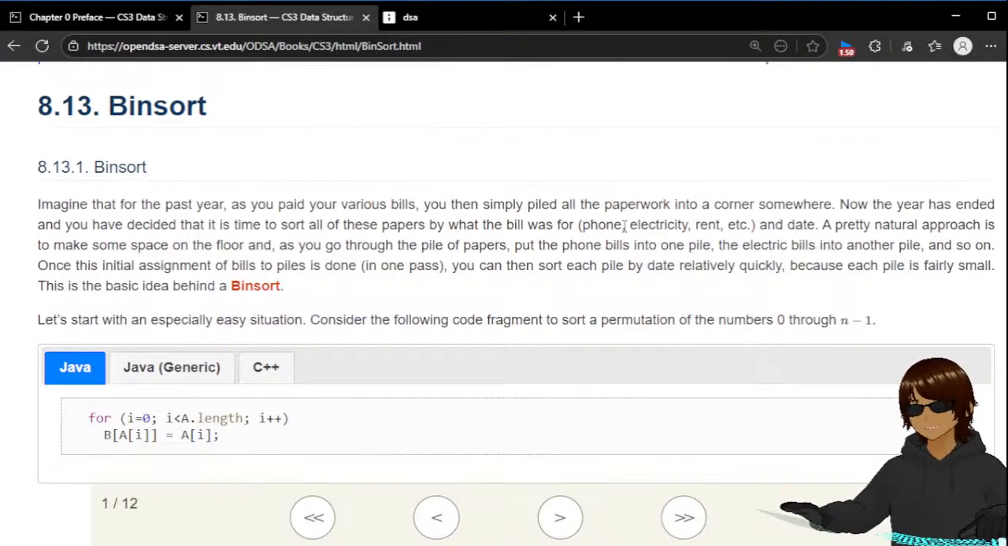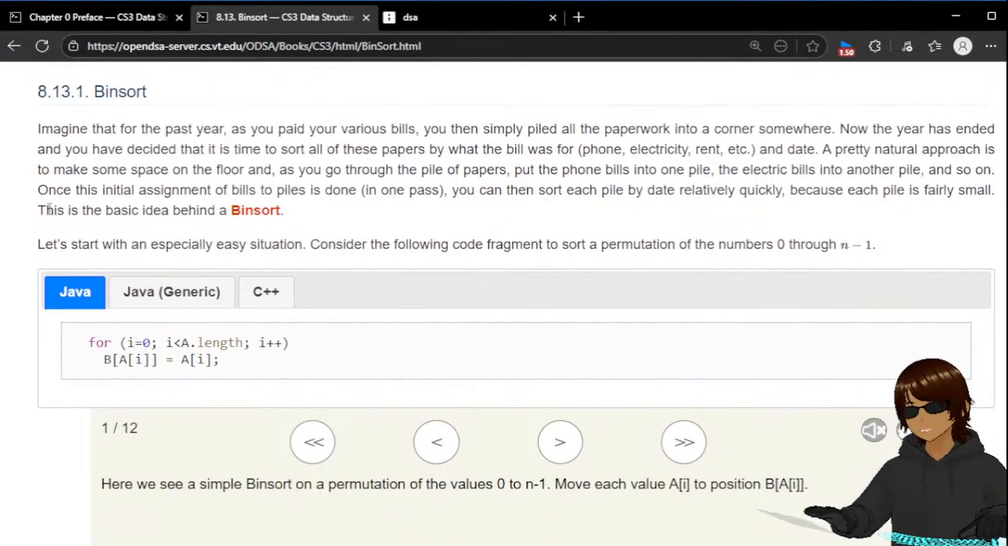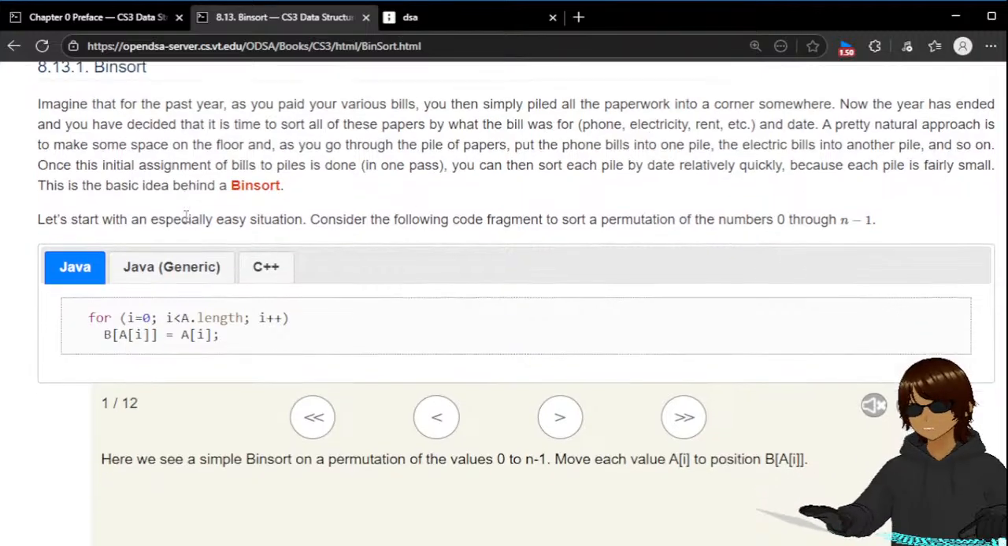Indeed, a pretty natural approach is to make some space on the floor and, as you go through piles of paper, put the phone bills into one pile, the electric bills into another pile, and so on. Once this initial assignment of bills to piles is done, you can then sort each pile by date relatively quickly. Because each pile is fairly small, this is the basic idea behind a bin sort.